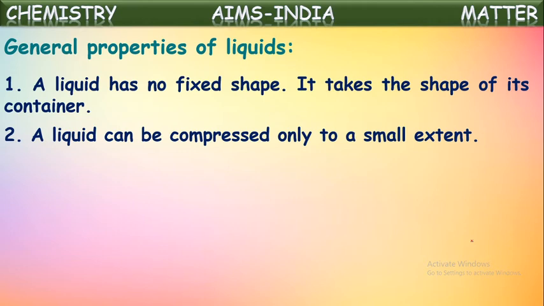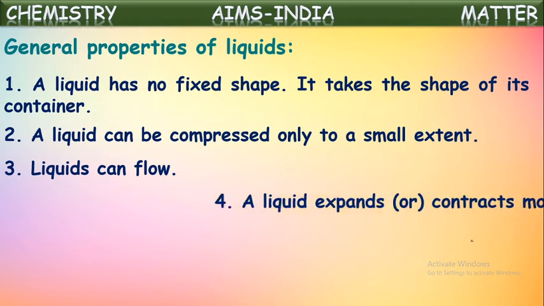A liquid can be compressed only to a small extent. Just like solids, even liquids can be compressed to a little extent. But solids cannot be compressed much, as we know. Liquids can be compressed to a little extent. Liquids can flow because the attraction between the molecules is not as much as in solids. They are loosely packed a little. That's why molecules can slide over one another and hence liquids can flow.